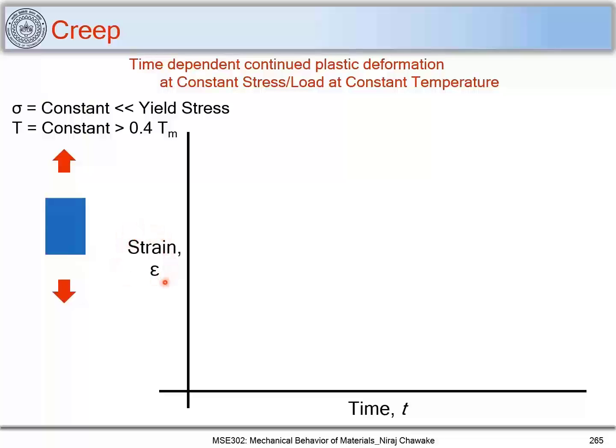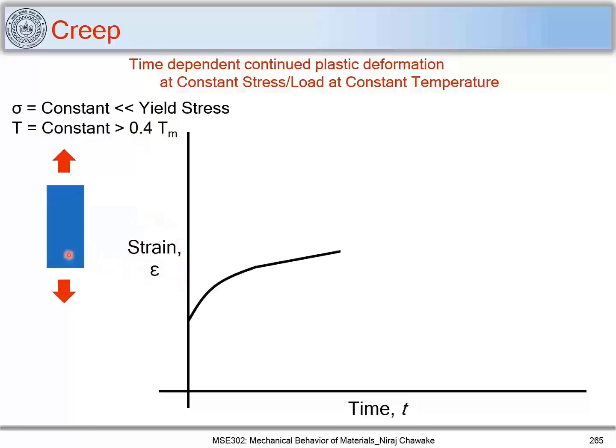And a measure of plastic deformation is strain. So let's plot the strain with time. And what are you keeping constant? You are keeping stress constant and temperature constant. And now we'll be seeing how the strain, or the plastic deformation, happens for this material.